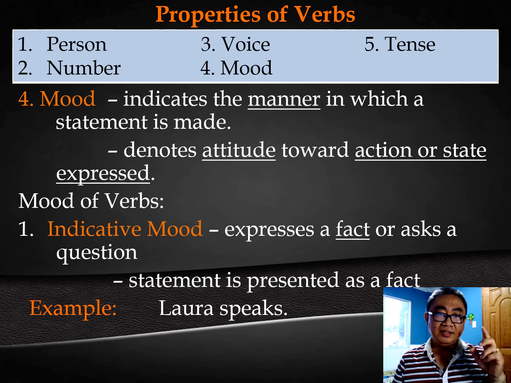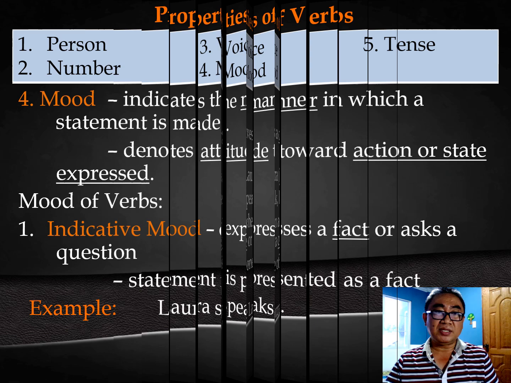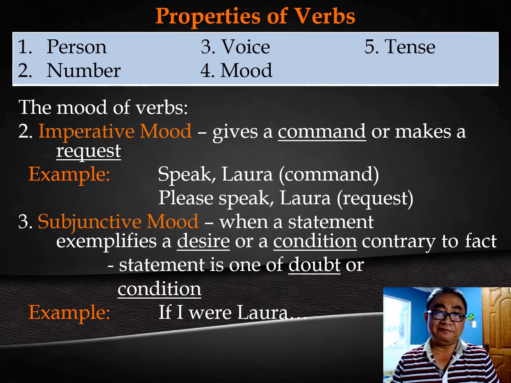So again, what is an indicative mood of the verb? In grammar, the indicative mood is a verb form you use to make declarative statements that you assume to be factually accurate, such as when you ask a question in the form of a statement or state an opinion as if it were a fact. Now, let us go to the next mood, which is imperative mood that gives a command or makes a request. Example, speak, Laura. Please speak, Laura.